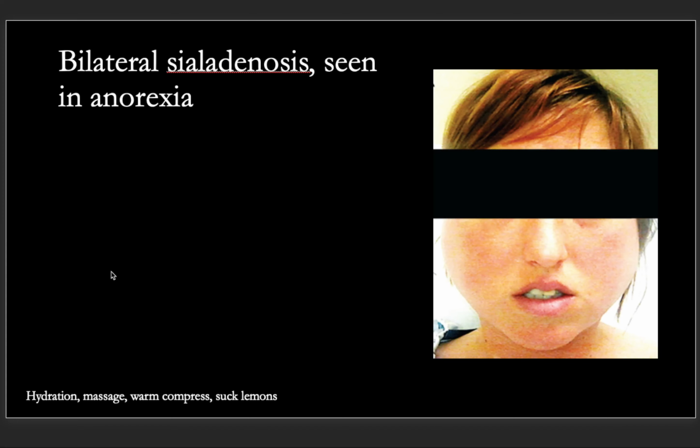They really love to test this one. It has to do with vomit coming up from the esophagus and infecting the parotid glands. So when you see bilateral parotid enlargement, this is pretty specific for anorexia. Now, you might remember with unilateral sialadenosis, you treat it with antibiotics. But when it's bilateral, you just hydrate, you apply a warm compress, and you have them suck on lemons.